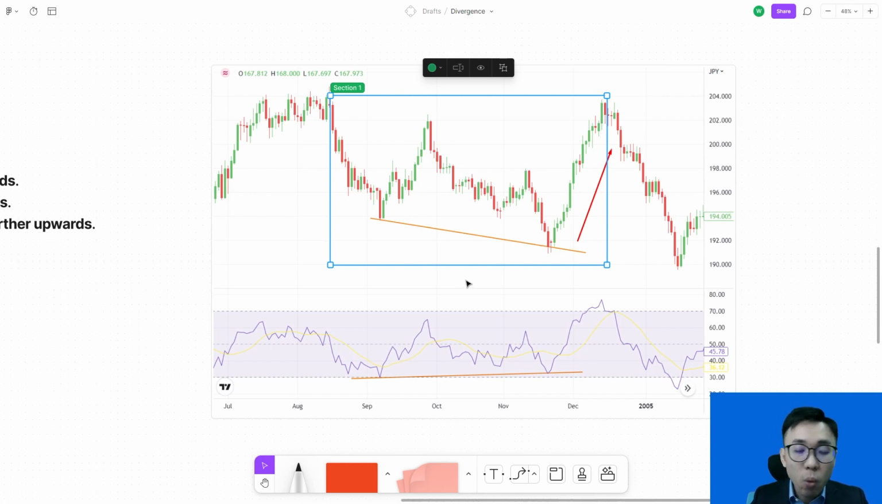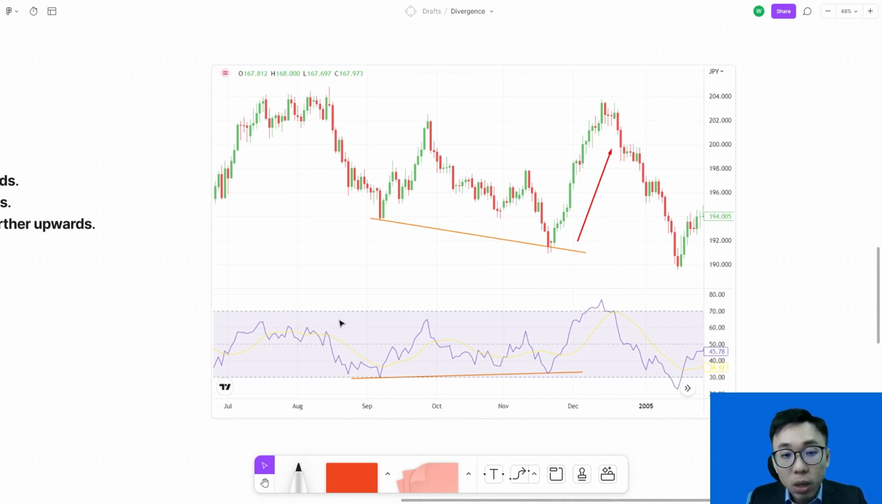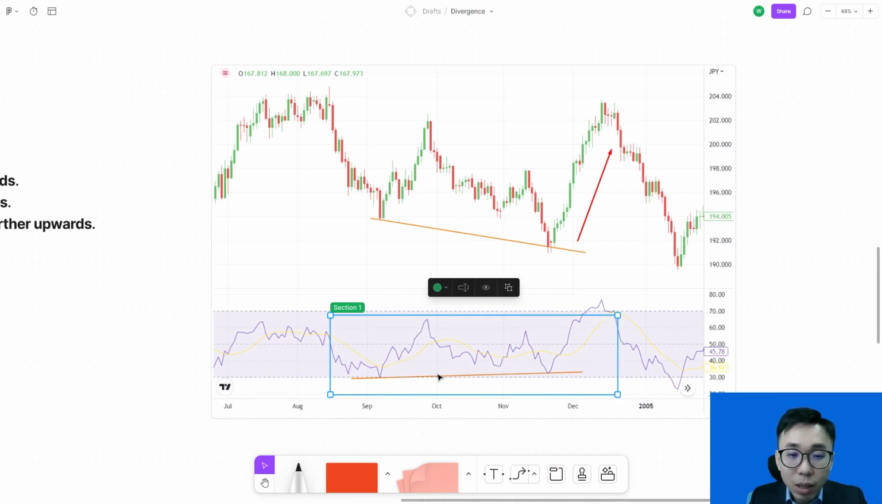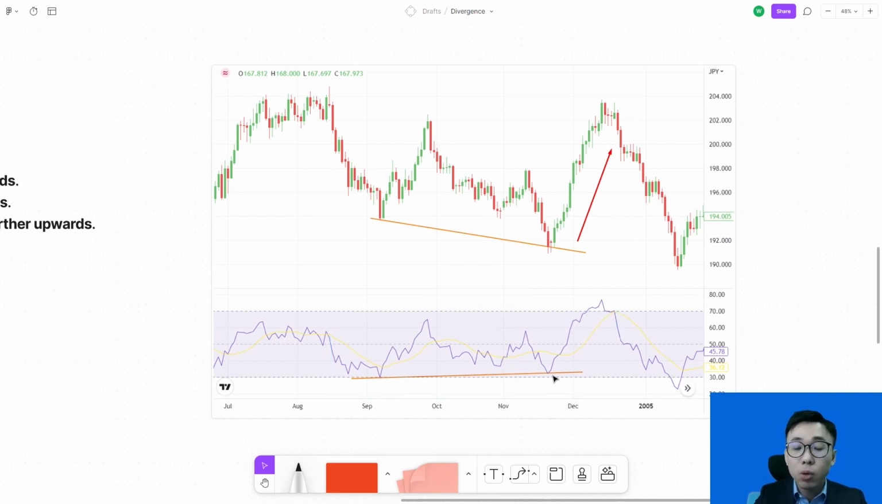But when we look at the indicator itself, you can see that the indicator indicates otherwise. It's getting higher and higher because you can see here the lows are getting higher. So this means that there's a discrepancy between the indicator trend and the asset price trend. So in this case, we have identified a divergence. This is a bullish divergence itself.